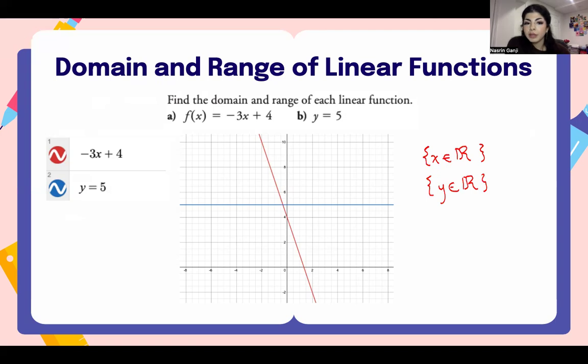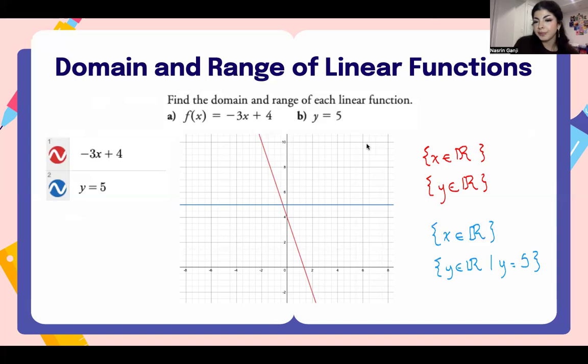But if we look at the second function, the blue line, which is our y equals 5, and that is a horizontal line here. So here, we can have all possible values of x as well. But for any value of x that we have, our y will be 5. Y will never change. And so when we have our range, y is in the set of real numbers with the restriction that y is 5 at all times. And that's how we would represent the domain and range for two linear equations.